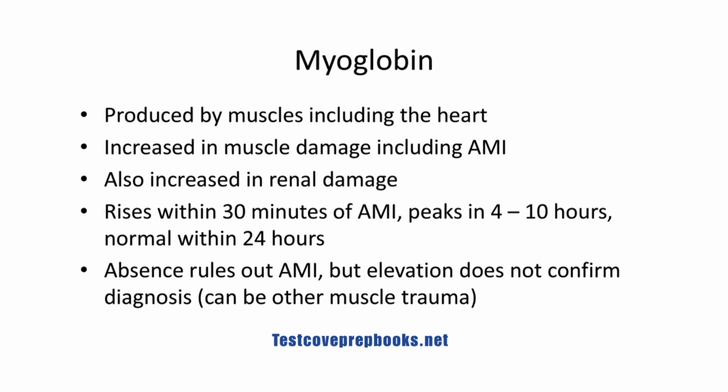Myoglobin is produced by muscles, including the heart. Levels rise in cases of muscle damage, including acute myocardial infarction, and also in renal damage. Myoglobin increases as early as 30 minutes after a heart attack, peaks within 4 to 10 hours, and returns to normal within 24 hours. If myoglobin is absent, a heart attack can be ruled out. However, if elevated, it does not confirm a heart attack because other muscle injuries can also raise myoglobin levels.